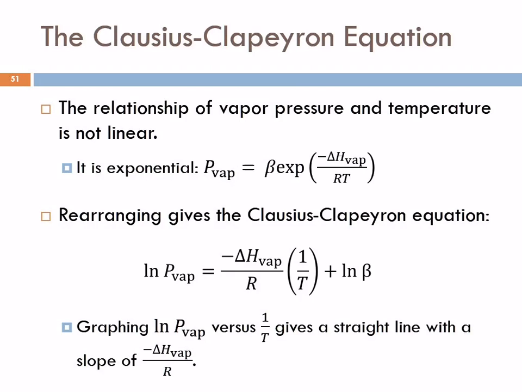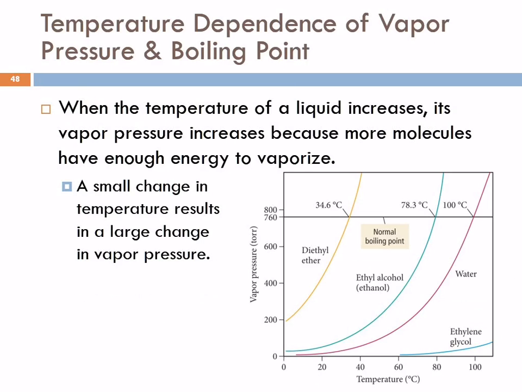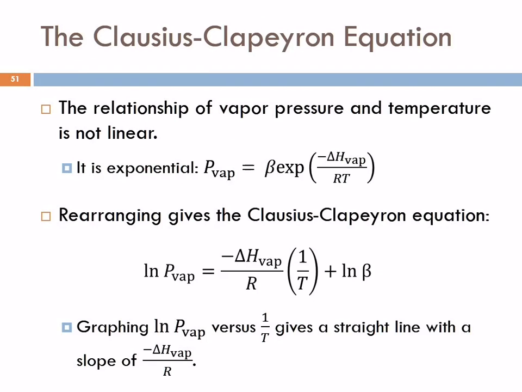As we saw in this previous graph, the relationship between vapor pressure and temperature is not linear. These are curves, not lines. But there is an equation that describes that relationship. It's an exponential relationship. The vapor pressure is equal to a constant beta, this is just a funky way the book uses, times e raised to the power of negative heat of vaporization over RT. So that's just not a very useful form.